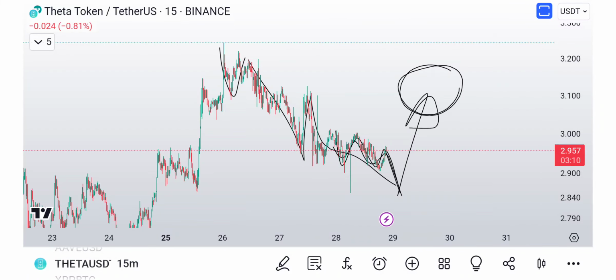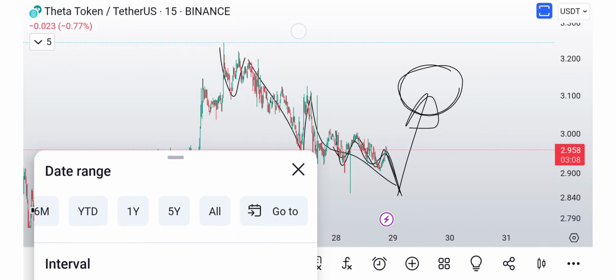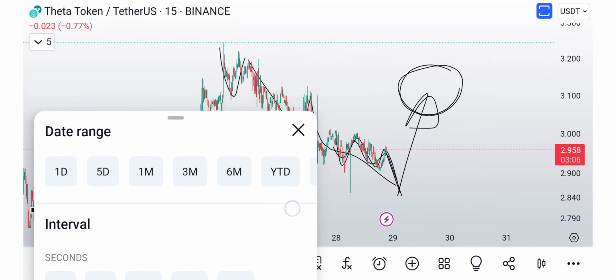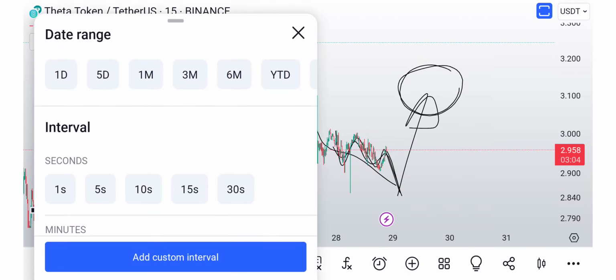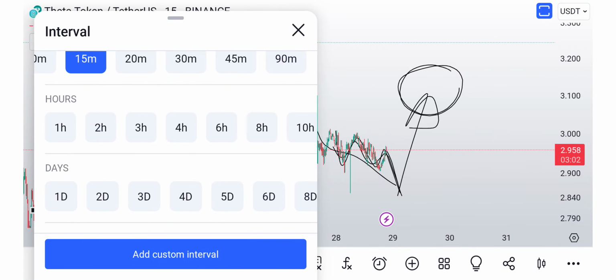So it's many steps you have to go through on the smaller time frame. Again, on the bigger time frame, let's go to the weekly.